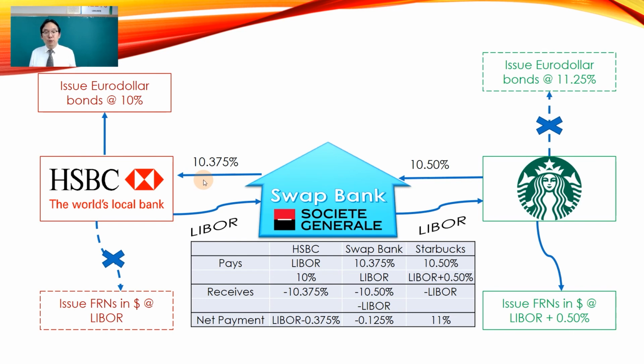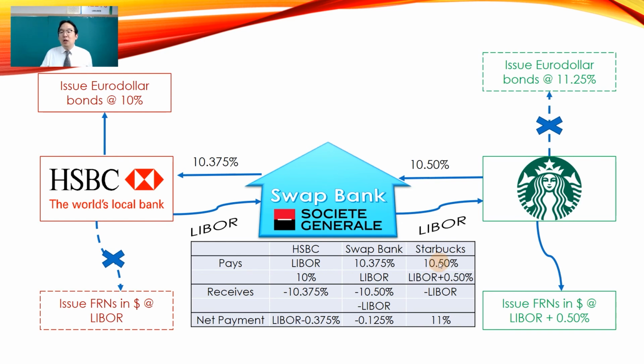Periodically. So HSBC's net interest payment will be what? If you do this math, HSBC's payment is LIBOR to the swap bank, and then payment to the euro-dollar market, fixed rate 10%, and then receiving fixed 10.375% from Societe Generale. And what you will see is that the net payment turns out to be LIBOR minus 37.5 basis points, which is lower than before. And then HSBC will be happy, right? It's better than this.